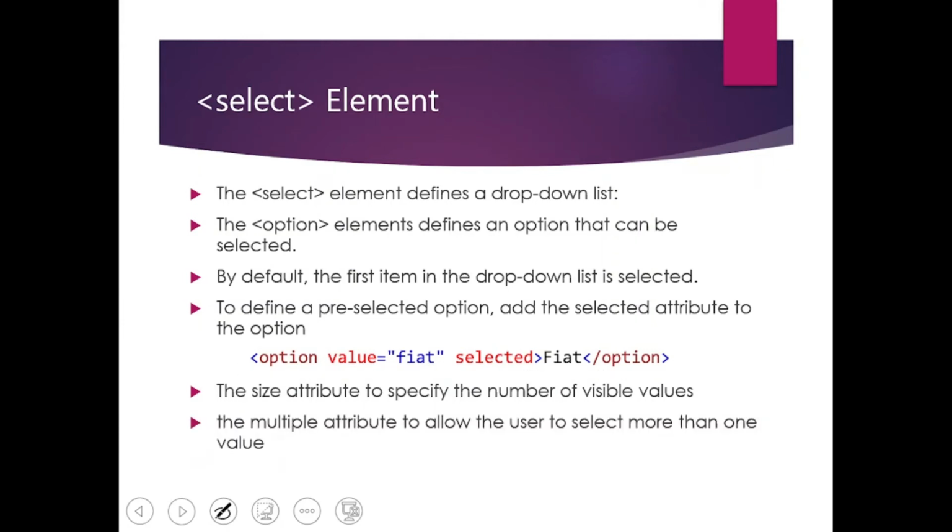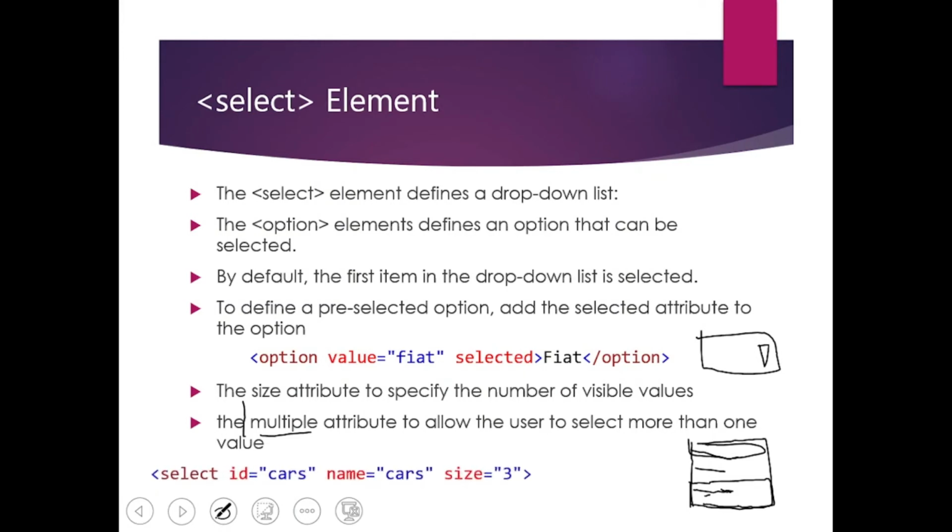The multiple attribute allows the user to select more than one value. In a drop-down list you can select only one value. But in a list like this where you are displaying 3 values, due to size being equal to 3, you can select multiple options. You can select this and press control and select this as well. So you can select multiple options together when you give multiple as an attribute.